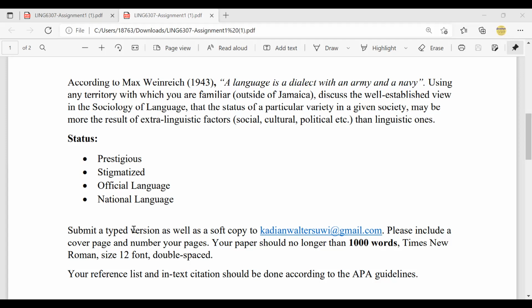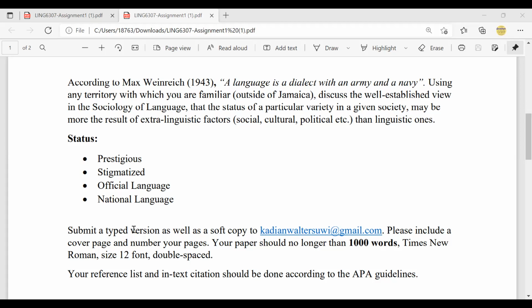So you're basically going to be talking about why a dialect within a particular region is not called a language and it's not treated as such based on extra linguistic factors. Or you can choose a language and show why it is considered to be prestigious. So it depends on the territory that you choose.